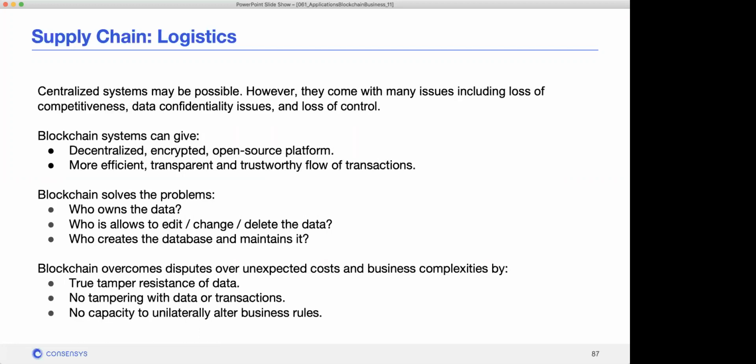And so you can have centralized systems. They could be possible. So you could have some sort of port authority system, though the individual companies worry about competitiveness and confidentiality issues and just generally loss of control. And so if you had a blockchain, then you've got a decentralized encrypted open platform where you can do efficient, transparent and trustworthy flow of transactions. And so it solves a lot of these problems about individual companies wanting to own the data and being worried about who owns the data and what algorithm is going to be used to update the data.